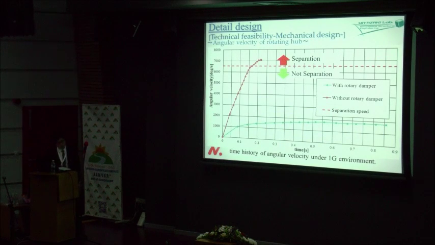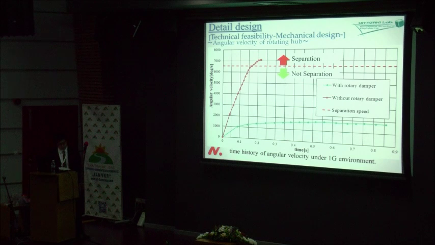This figure shows an example of the time history of the hub of the prototype. In case of no rotary damper, the angular velocity reached more than 7,000 degrees per second, and the convex tape separated from the hub, so that the deployment failed. It was found the upper limit is 6,530 degrees per second.